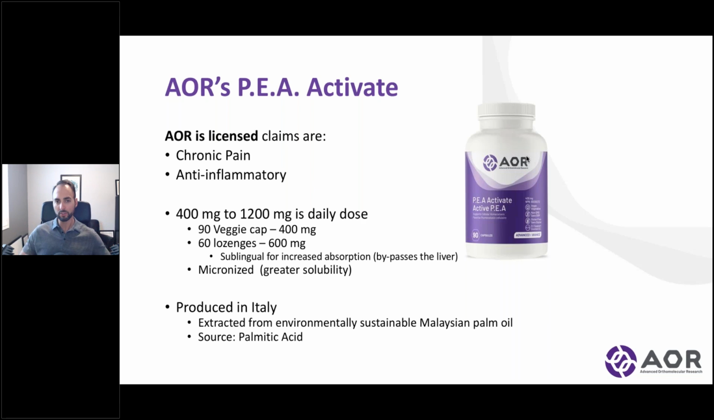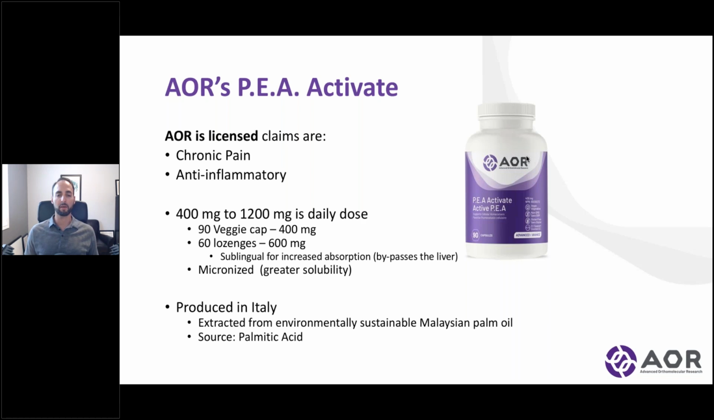The capsules are micronized. And what does that mean? That means that the size of the molecule is made much smaller. And this is some of the innovations that the Italians, the world leaders in PEA research, have done, and they've found a way to make PEA have a greater solubility by shrinking the molecule, by basically milling it to the point that it's much, much smaller. And that is going to dramatically improve not just solubility, but also absorption.